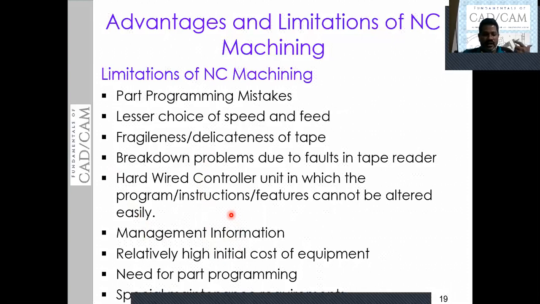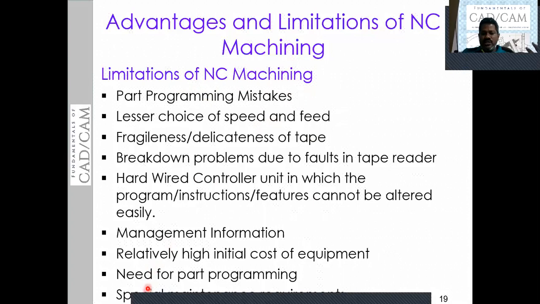Of course, this is a one-time investment. Mostly this NC machining is not suitable for mass volume production. That is also one disadvantage of NC machining, where you want a high accuracy, high quality product in a limited scale. If you want to produce the components in limited scale, you can use NC machining. But for mass production, where you don't require much accuracy, you are not going to use NC machining.